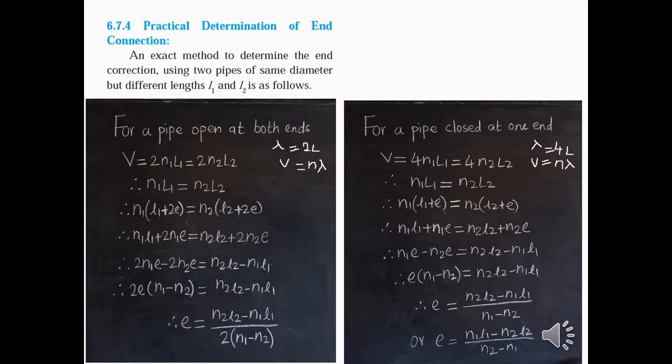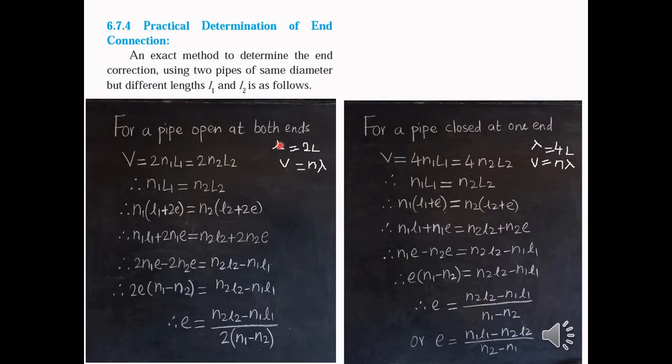For the practical determination of end correction, we consider two pipes of same diameter but different lengths L1 and L2. See here, it should be correction. By mistake, connection is printed here. Now let us discuss it for pipe open at both ends.